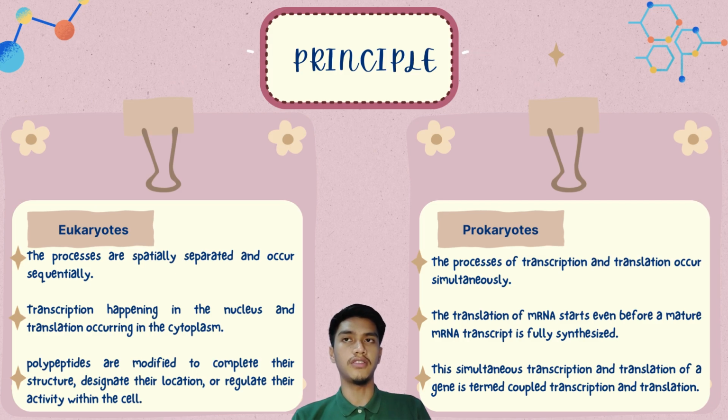Next, in prokaryotes, the processes of transcription and translation occur simultaneously. The translation of mRNA starts even before a matured mRNA transcript is fully synthesized. This simultaneous transcription and translation of a gene is termed coupled transcription and translation. So that is the principle of protein expression in prokaryotes and eukaryotes.